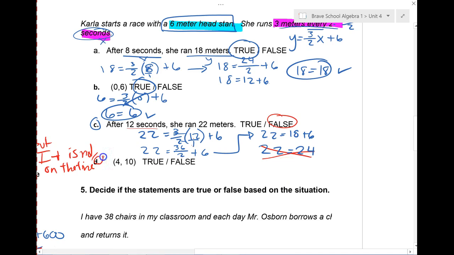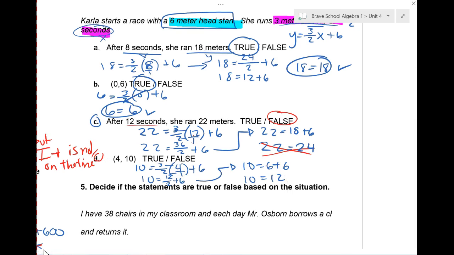Okay, I'll have you do this one on your own as well. Again, after working this one out, I get 10 equals 12, so that was incorrect, false. Remember the x is 4, 10 is y, so that 10 went here, 4 went here. I put the 4 over 1 and then multiplied across. 12 divided by 2 is 6. 6 plus 6 is 12, and that does not equal 10.